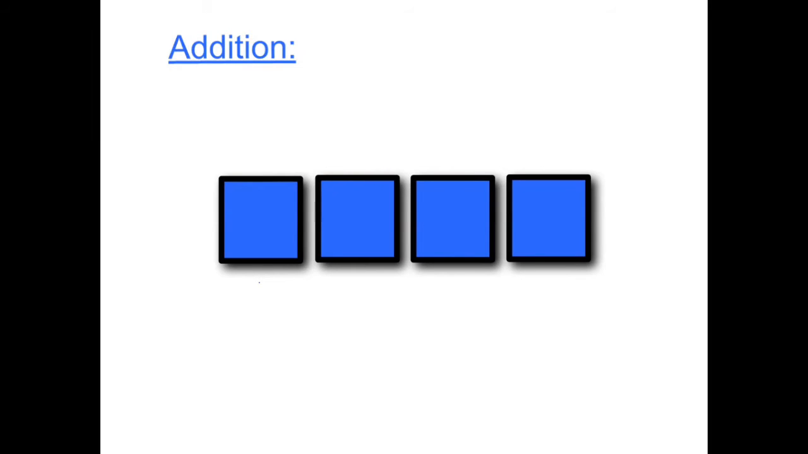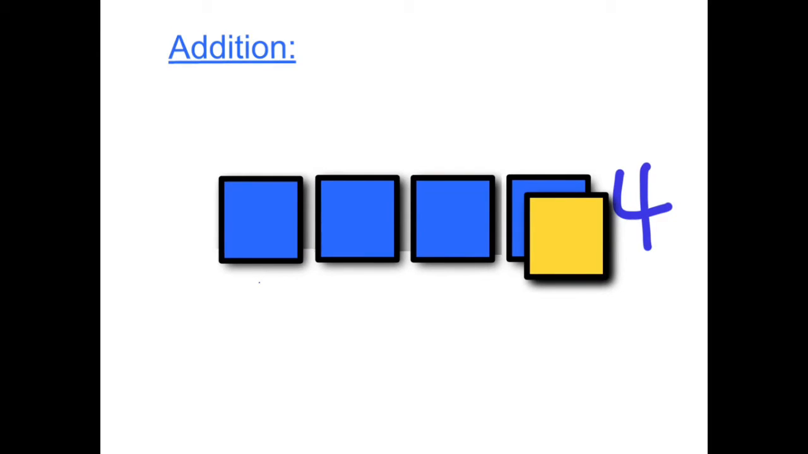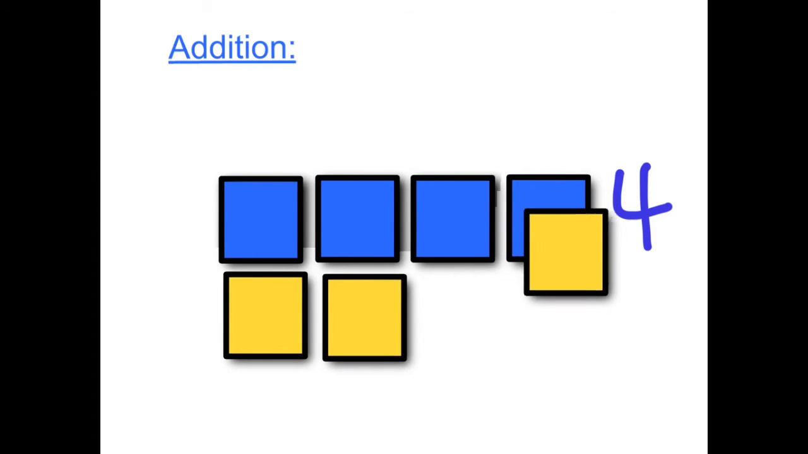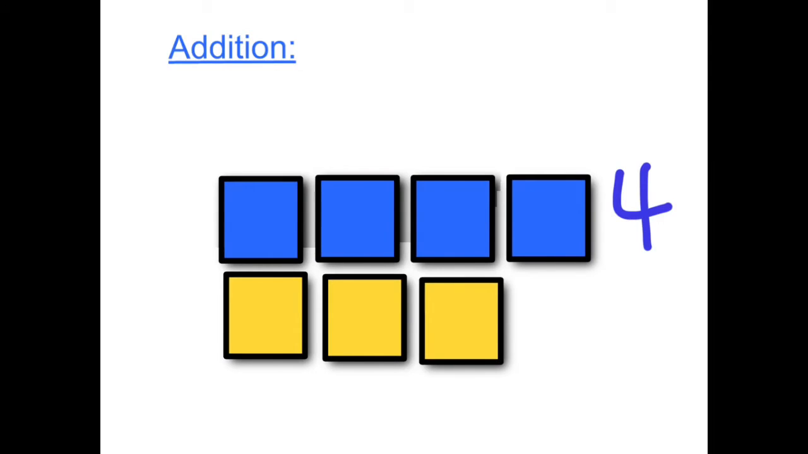So let's start with addition. It's our most common and basic operation. As you can see, I started with 4 blue squares, and I'm going to label that as 4 in the same color that I started with. Next, let's make a few more squares. And notice I duplicate these, so they're all the same size. I know that we're dealing with the same thing. And I'm just going to change the color.